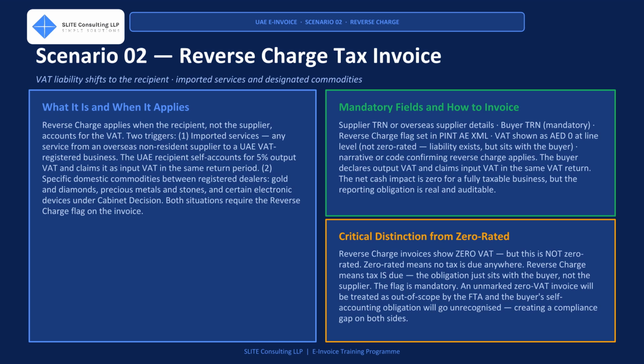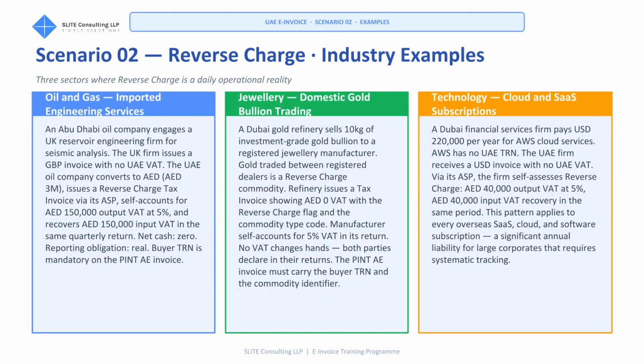Examples next. 3 industries where reverse charge is a daily reality. First, oil and gas. An Abu Dhabi oil company engages a UK reservoir engineering firm for 3 million dirhams of seismic analysis.